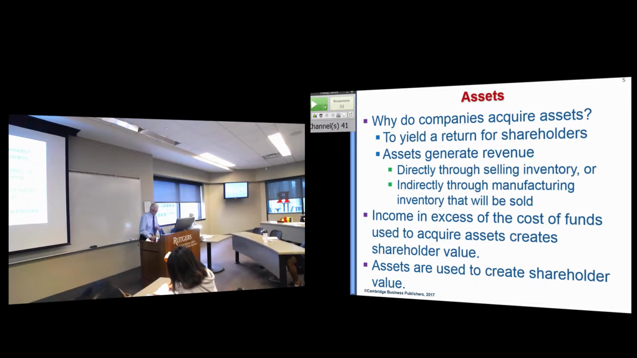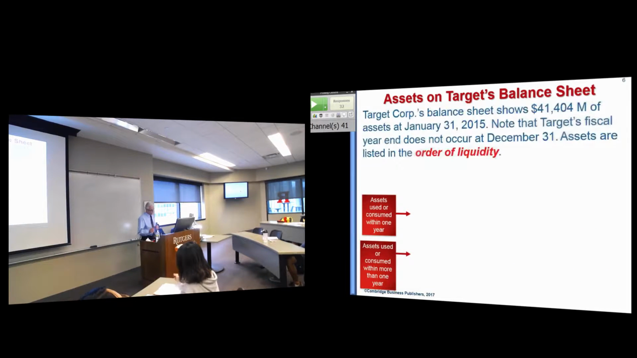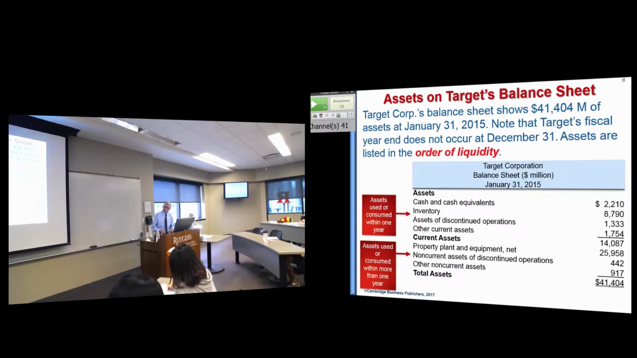Now, when we look at the assets of a company, let's go back to the PowerPoint. If you look at Target's assets, the assets are listed, in the United States, in the order of liquidity. And what's liquidity? Liquidity is the ability to convert an asset into cash with minimal risk of loss. And those assets are, as you can see, listed in the order of liquidity.